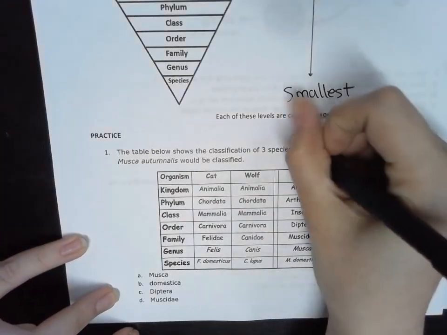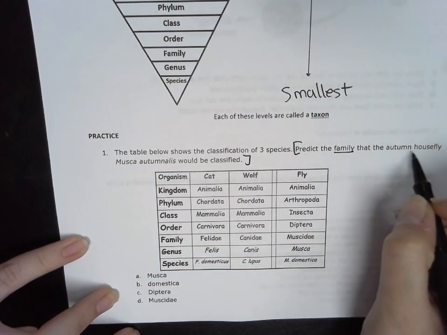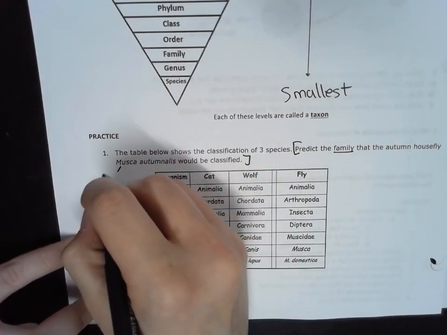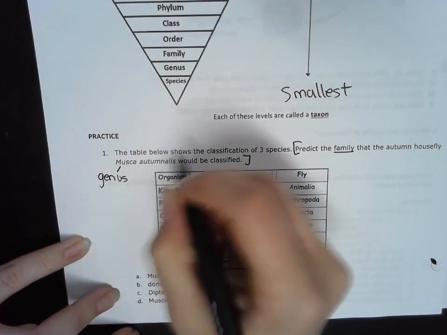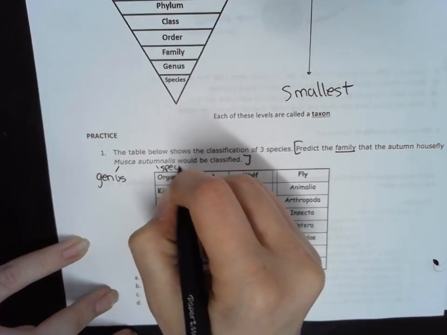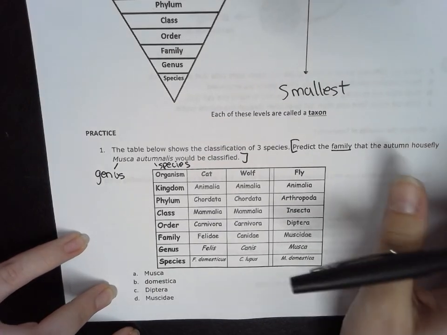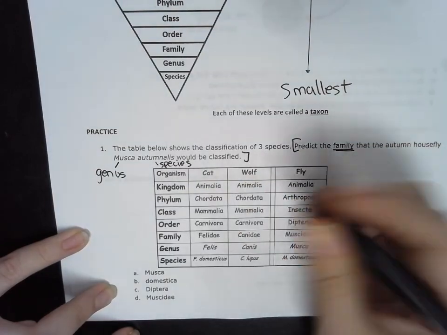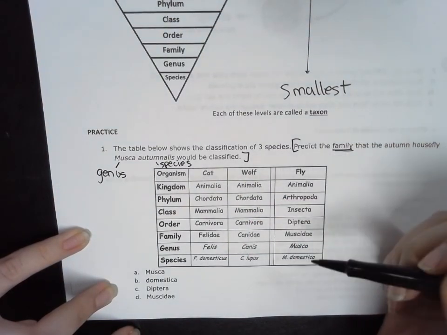Let's go through a couple of examples. First thing I always do is bracket my question. It's asking me to predict the family that the autumn housefly Musca autumnalis would be classified. So this is in italics. I know it's a species name, so I'm going to annotate genus and species. You're going to see a lot of names that you've never heard of, and that's totally okay. I'm looking for the family that this organism would fit into. So is it most related to the cat, wolf, or fly?